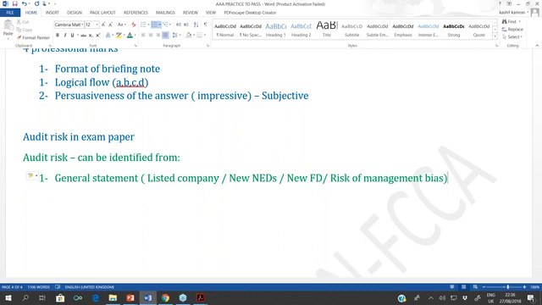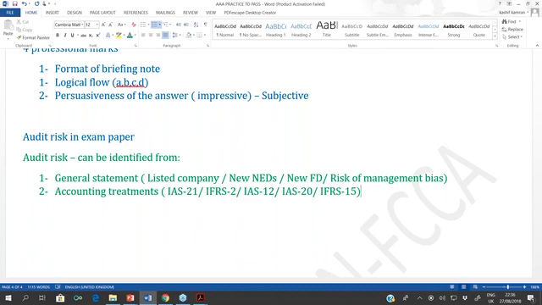We found new NEDs. Then we can find the risk from accounting treatments. How many times did we find risk from accounting treatments? We found risk relating to IAS 21, IFRS 2, IAS 12 deferred tax liability, IAS 20, and even IFRS 15. See how many accounting treatments there were.